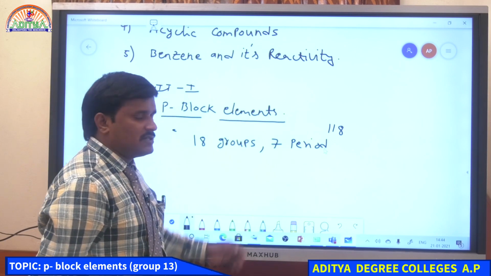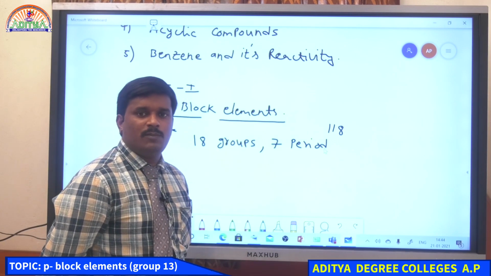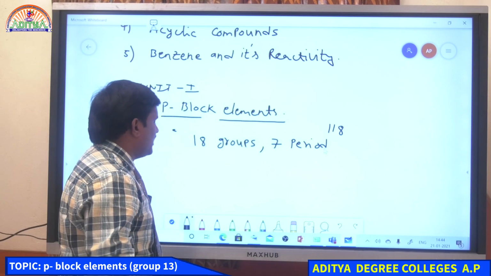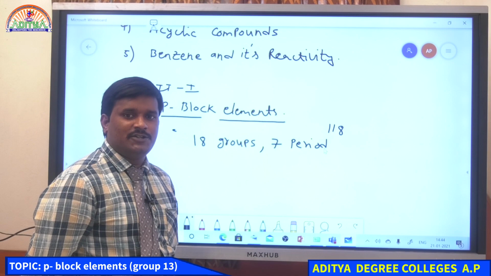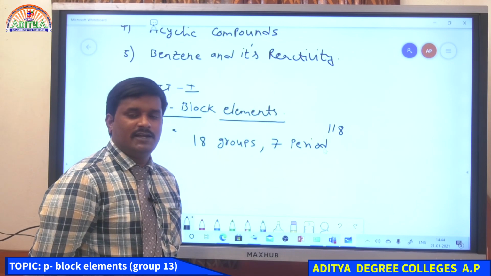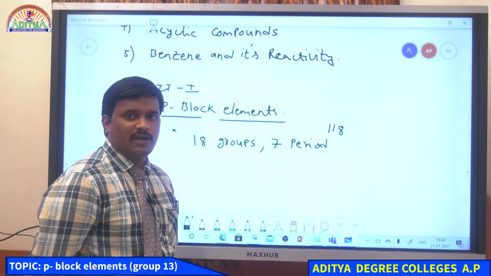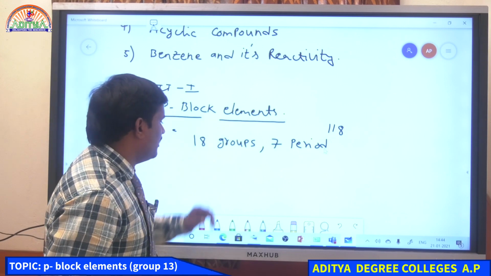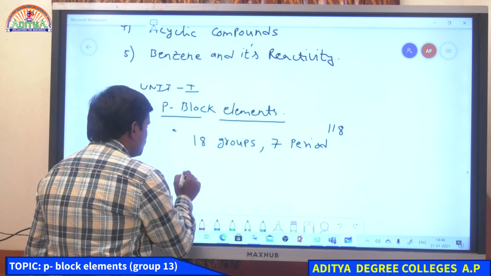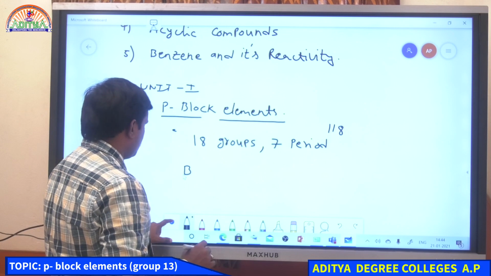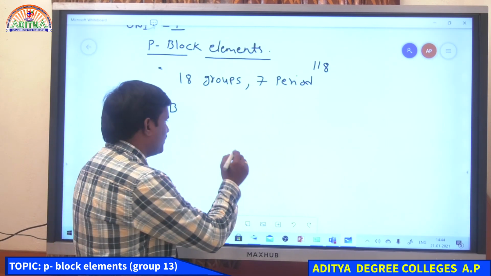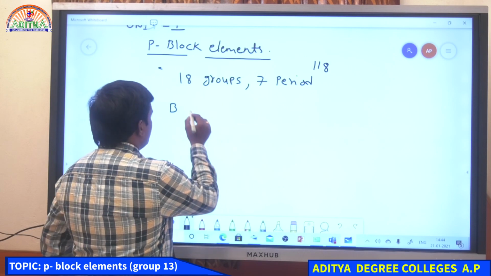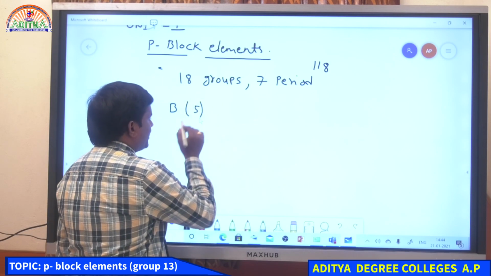Now P block elements. So what elements are known as P block elements? If the outer electron of an element enters into p orbital, then that element is known as a p orbital element or P block element. Take boron. So what is the atomic number of boron? Boron atomic number is 5.